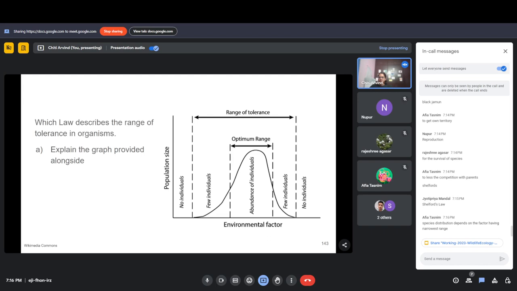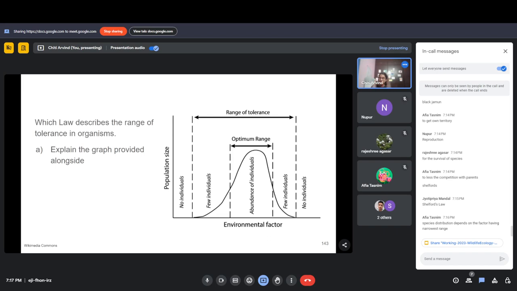Species distribution depends on the factor having the narrowest range. Right. So the abundance of individuals in a particular region is dependent upon several factors, and there is an optimal range, mostly of environmental factors, that governs where the largest number of individuals of this particular species are found, right? So you have environmental factors on the x-axis and population size on the y-axis, and these environmental factors comprise an optimal range.